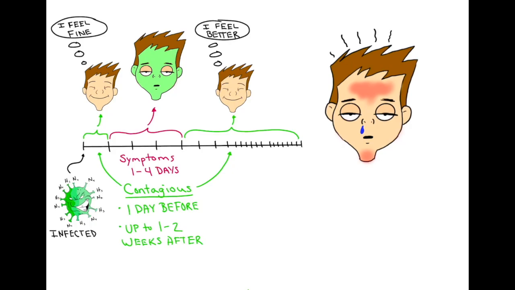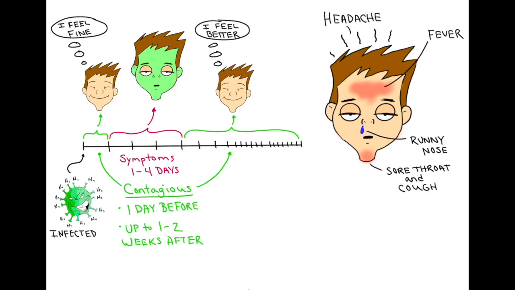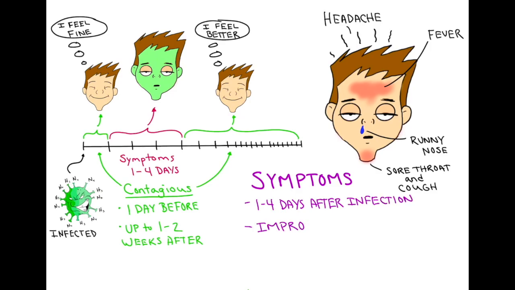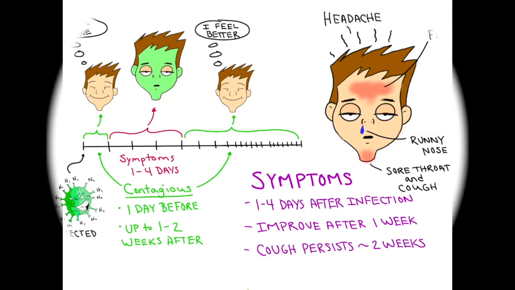Symptoms can range from a headache, runny nose, sore throat, and a cough, to more severe life-threatening complications, which I won't be covering in this presentation. Symptoms will begin to improve after about a week, but a cough can persist for about 2 weeks, and remember that is one of the main mechanisms by which this disease can be spread.